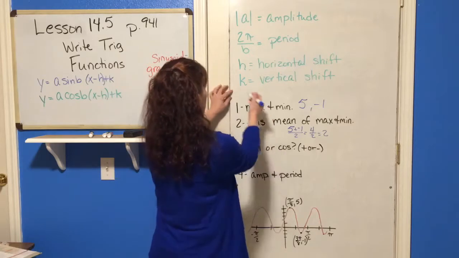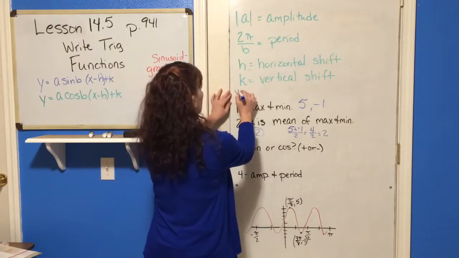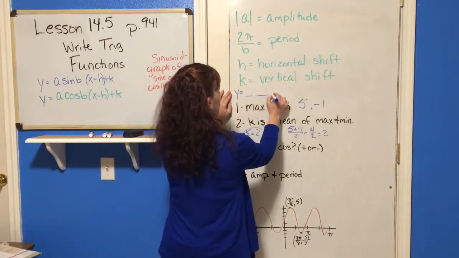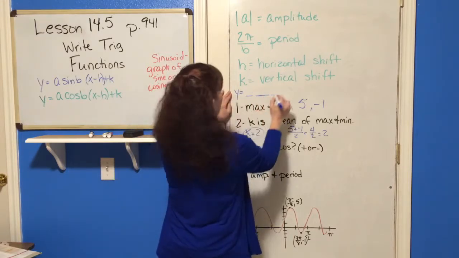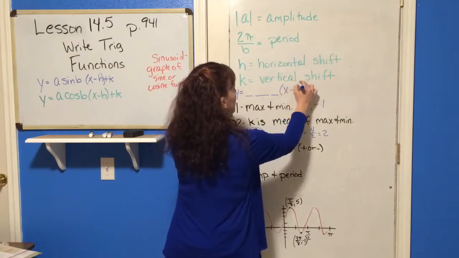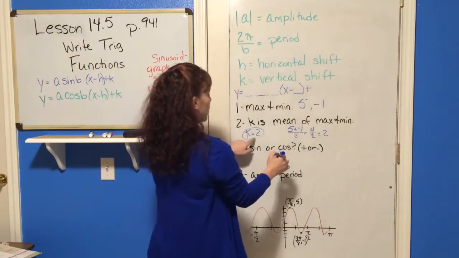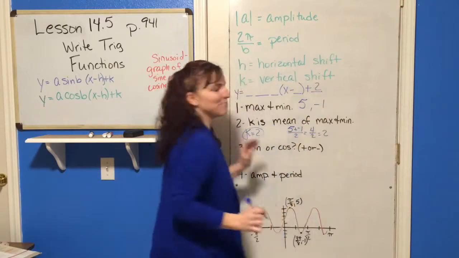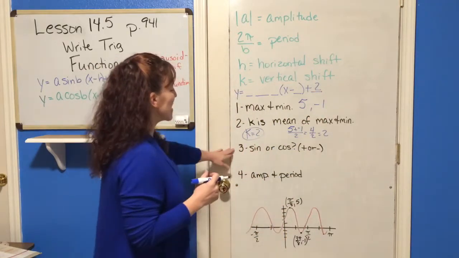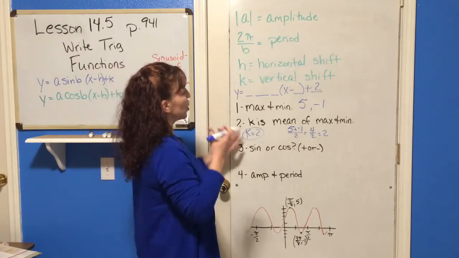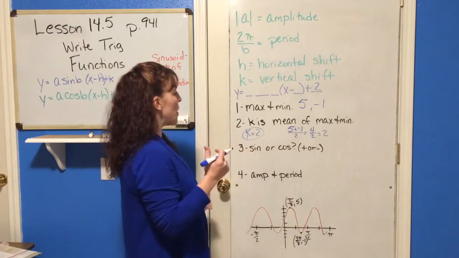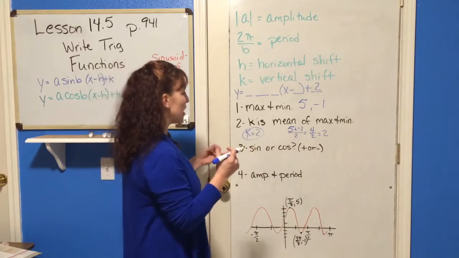This is going to be y equals a, and then we need the cosine or sine, and we need b, and we're going to have x minus h, plus k, and we know k now is 2. All right, so we're going to be filling these things in as we go. Next thing we need to know: is this a sine curve or is this a cosine curve?